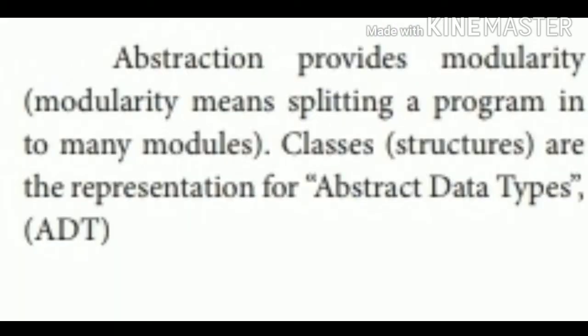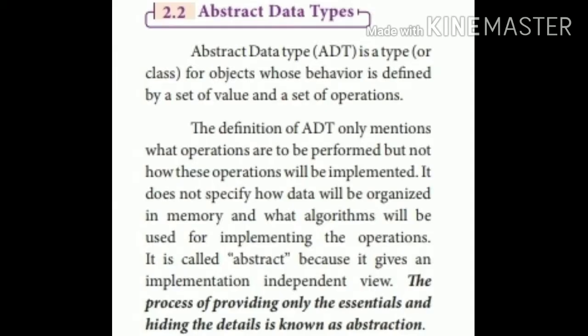The next concept is what is abstraction. Abstraction provides modularity. Modularity means different modules. That is, modularity means splitting a program into many modules. The large programs are split into small programs. Here, classes are the representation for abstract data type. It is a type for objects whose behavior is defined by either a set of values or a set of operations. What do you mean by abstraction?